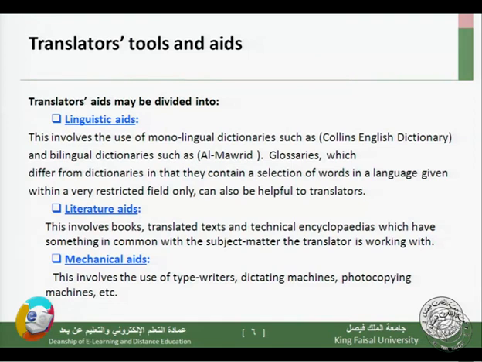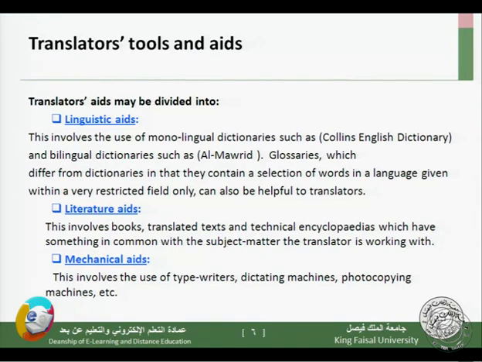We mean the use of monolingual dictionaries, such as Collins Dictionary, or even Arabic Dictionary, Al-Muhit, Al-Munjid, and bilingual dictionaries such as Al-Mawrid, and glossaries, which differ, of course, from dictionaries, because they contain a selection of words in a language given within a very, very restricted field only, and can be helpful to you. So the linguistic aids could be monolingual dictionaries like Collins Dictionary, or like Al-Muhit in Arabic.